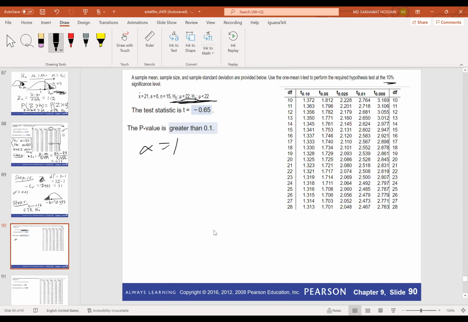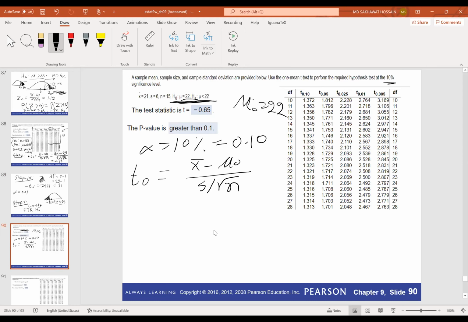So alpha is 10%, which is 0.10. Then you will find the test statistic t0, which is x bar minus mu 0 over s over square root of n. The mu 0 is 22. X bar is 21. Sample standard deviation is 6. N is 15. After simplifying this, the test statistic will be negative 0.65.